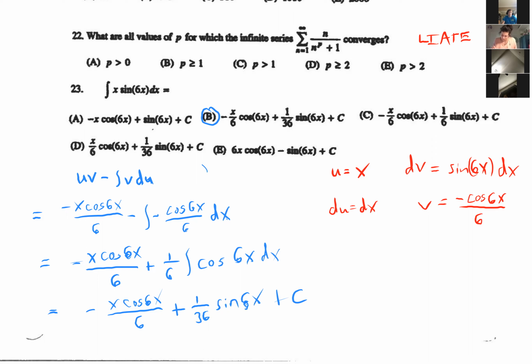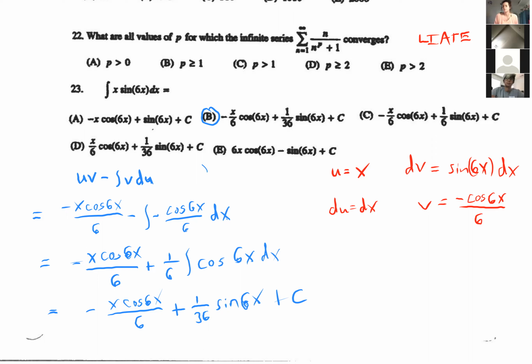Do you mind showing tabular integration, or at least explaining how to do it? Yeah, I can do tabular. So any questions before I clear this off and do it using tabular? Was there a question?